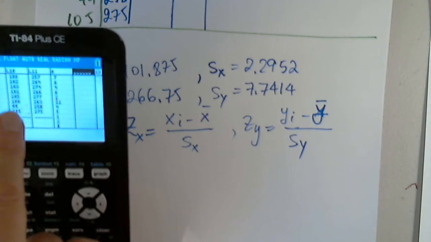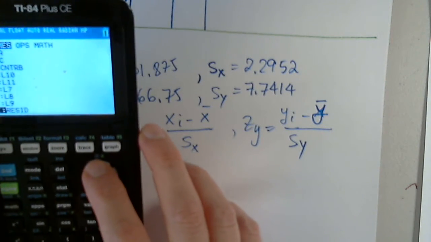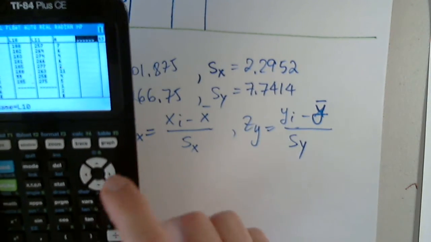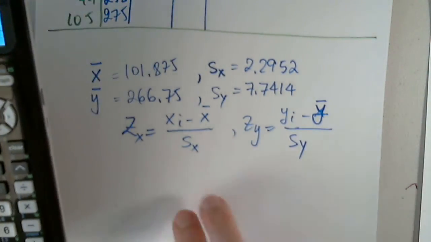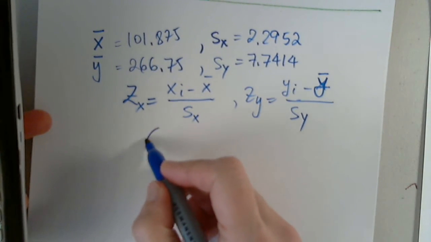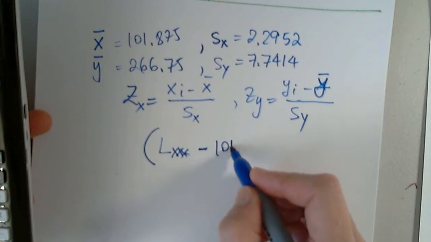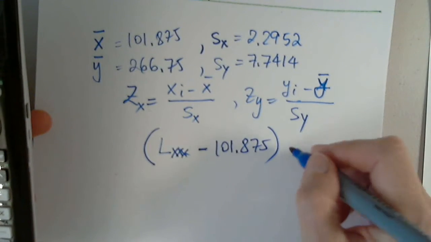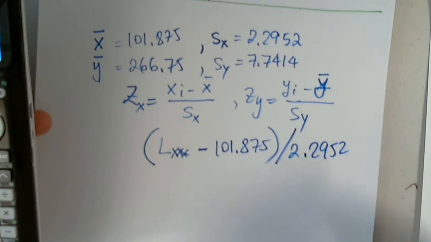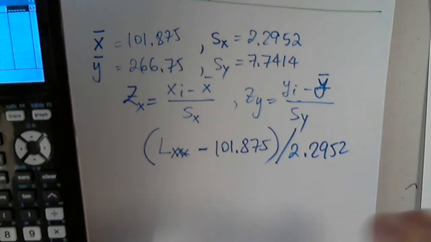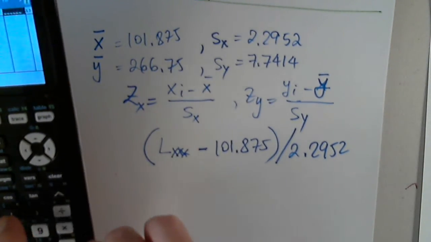My data set is in list L10. So I will go to second, list, select list L10. Not before, forgive me, we have to put a parenthesis. So please insert a left parenthesis. So what you should enter should look like this: your list, I don't know what list you have for x, subtract 101.875, close the parenthesis, and divide by 2.2952. And you get all those entries at once. Don't forget the parenthesis.